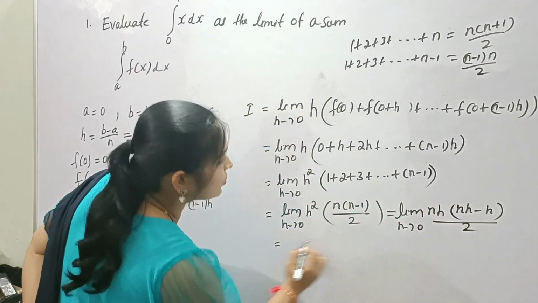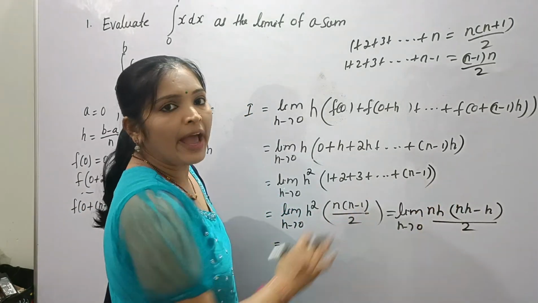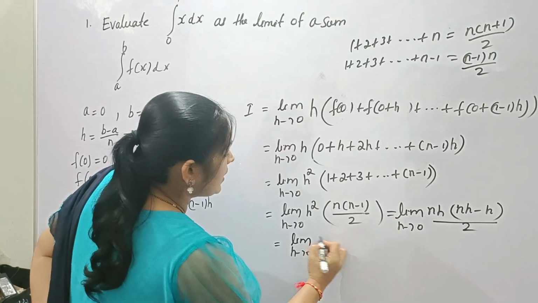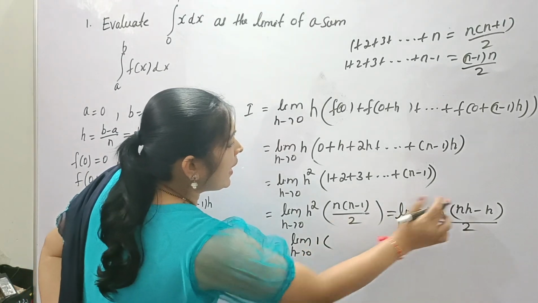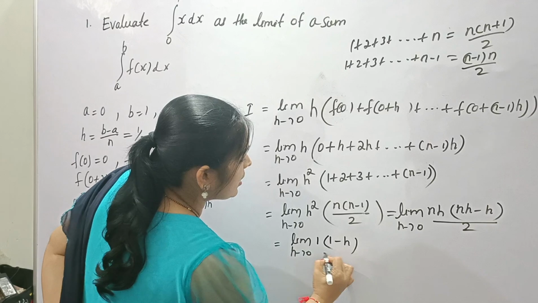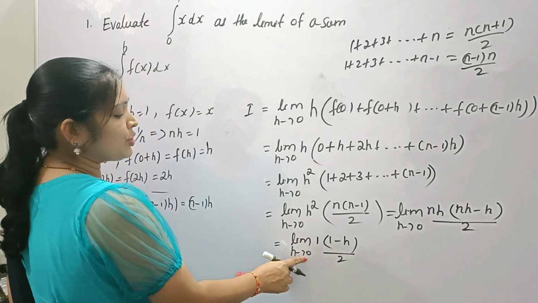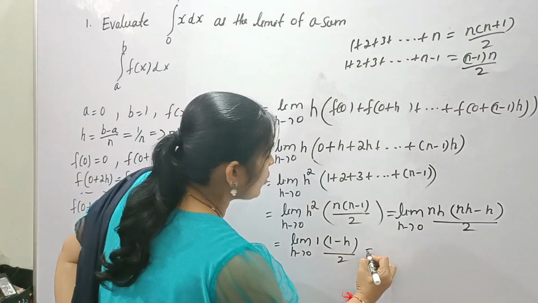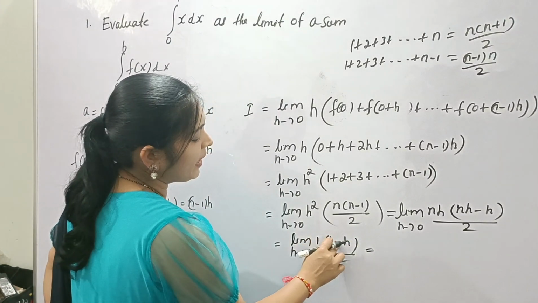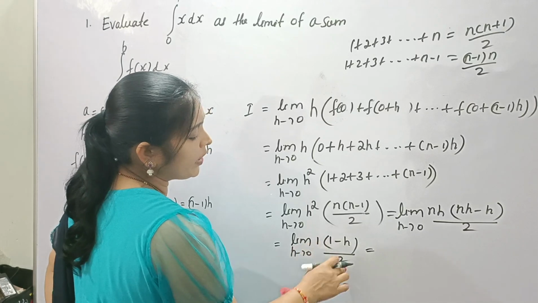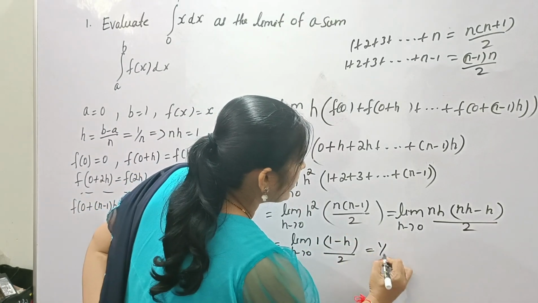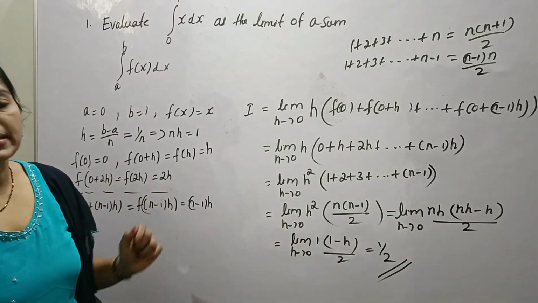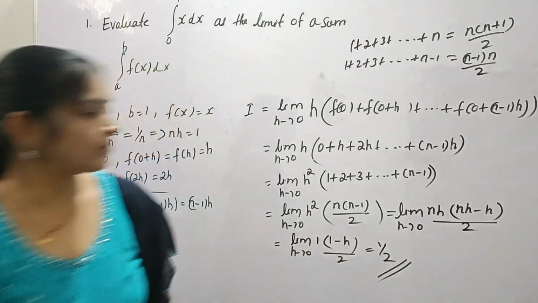Okay, that is equal to, so that we can substitute the value of nh, right? Limit h tends to 0, here nh is equal to 1, and here 1 minus h divided by 2. Now substitute h is equal to 0. When we substitute h is equal to 0, you will get 1 into 1 minus 0 divided by 2, that is 1 into 1 by 2, that is 1 by 2. So 1 by 2 is the answer. So integral 0 to 1 x dx is equal to 1 by 2.